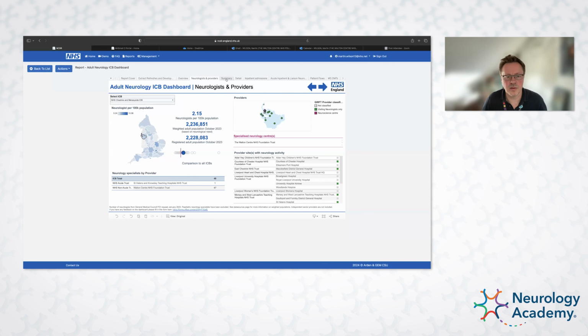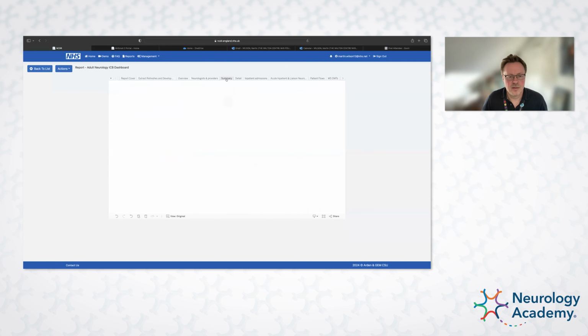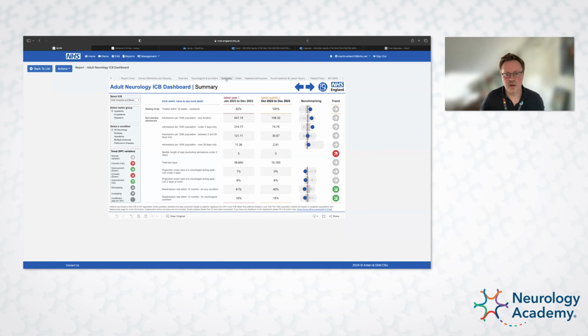So let's go on to our next tab, which is called summary. So all the metrics are here, and there's some summary data about them. So the actual figure for the latest year and for the latest quarter, you can show again where you are benchmark-wise in terms of other integrated care systems, and this will show you some SPC variation. If you're not familiar with SPC charts, there's a very simple key down here about what the different colors and arrows mean, but green is good and red is bad, basically.